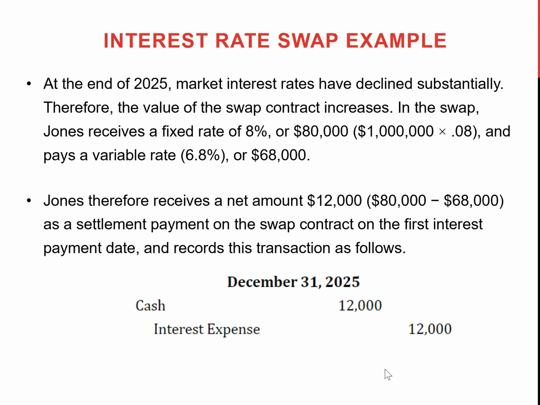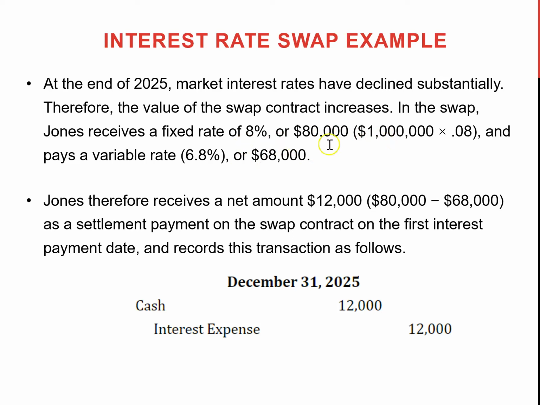Now, because of that swap contract, Jones found at the end of 2025 that the interest rate declined and the current interest rate is 6.8%. But now remember, Jones had this contract with another party. So the contract was that Jones will receive an 8% fixed rate, and Jones is supposed to pay based on the variable rate. So Jones will pay based on 6.8%, which is the variable rate. Jones will receive at 8%. So ultimately, Jones here is receiving 1.2%. So how will Jones record that?